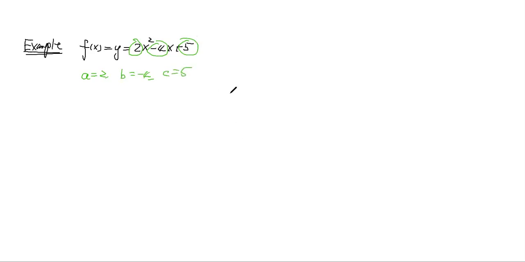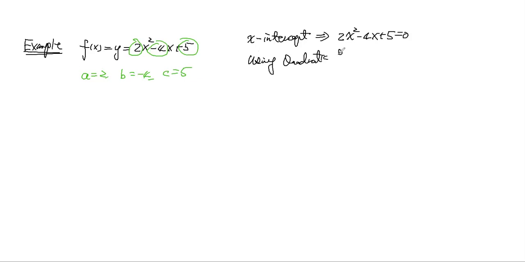And now, the first thing is I want to find the x-intercept, right? So let's take a look at the x-intercept. The x-intercept is where y equals 0, right? So we use 2x squared minus 4x plus 5 equal to 0. As you can see, I cannot factor this one, right? It's not easy to factor. So I say, okay, I'm going to use the quadratic formula.